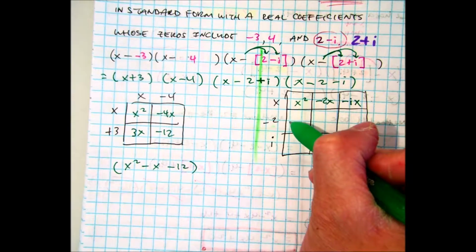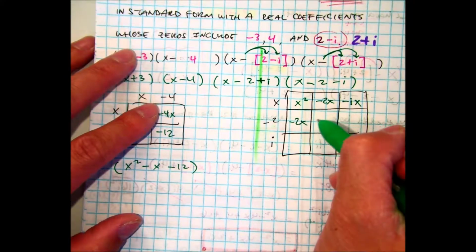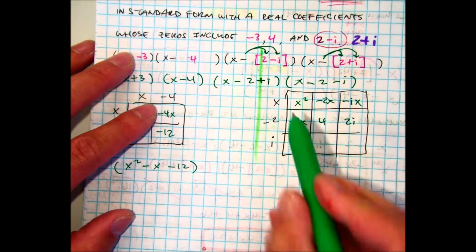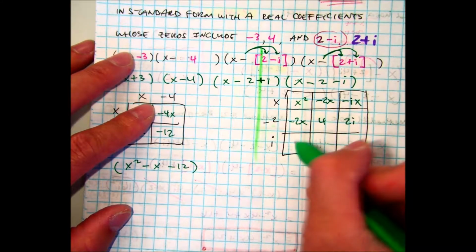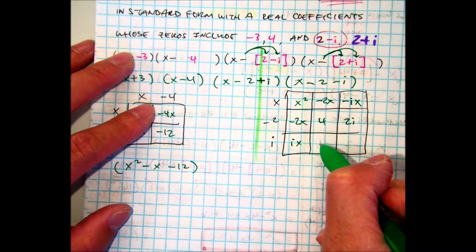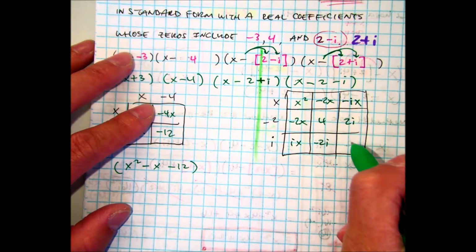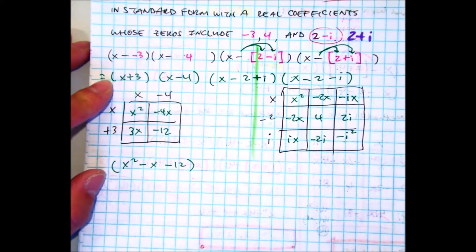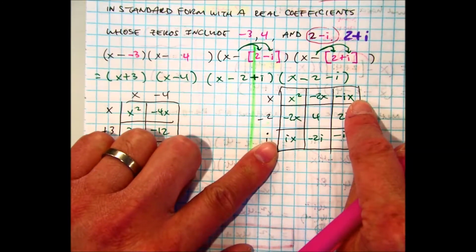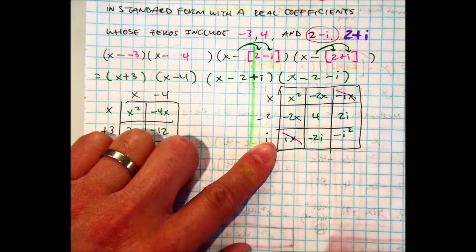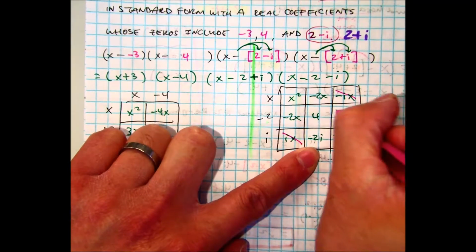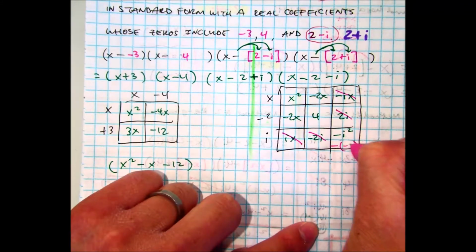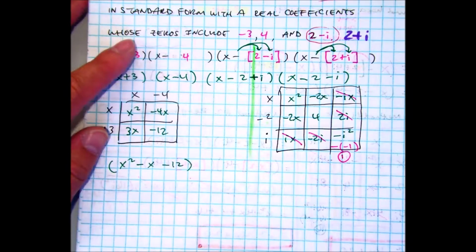Negative 2x. 4. Negative 2i. 2i. Negative 2i. Alright, notice that I have opposites here, so I can cancel these. Class, what is i squared? Negative 1, so this will become positive 1.